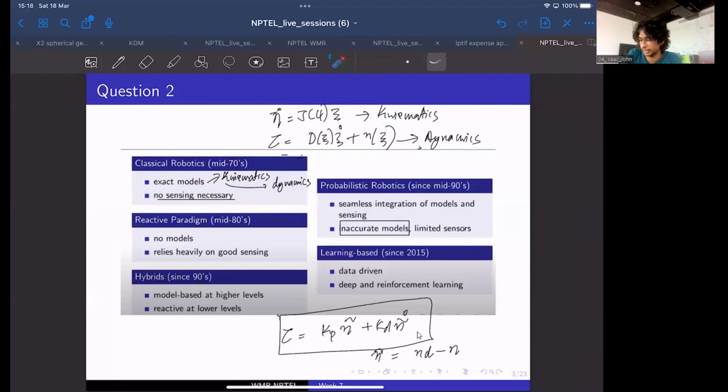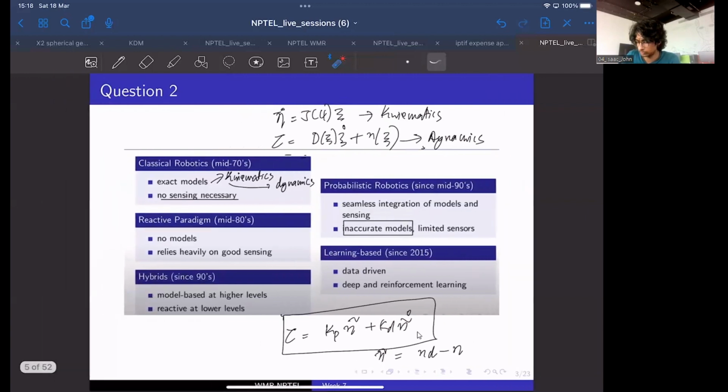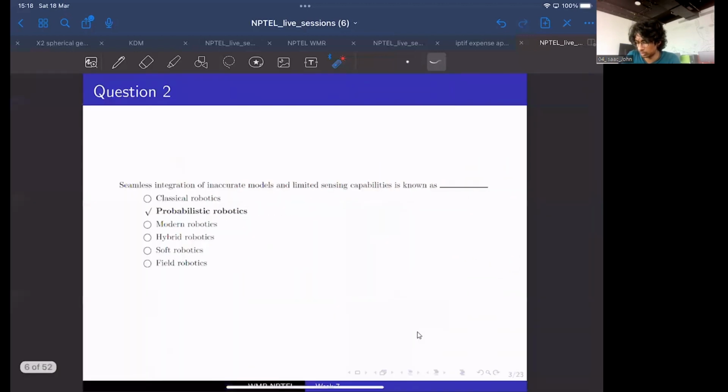And recently, since 2015, we also have learning based, data-driven, deep learning based robotic motion control systems. Yeah. So again, moving on. For the given question, the correct answer is probabilistic robotics.